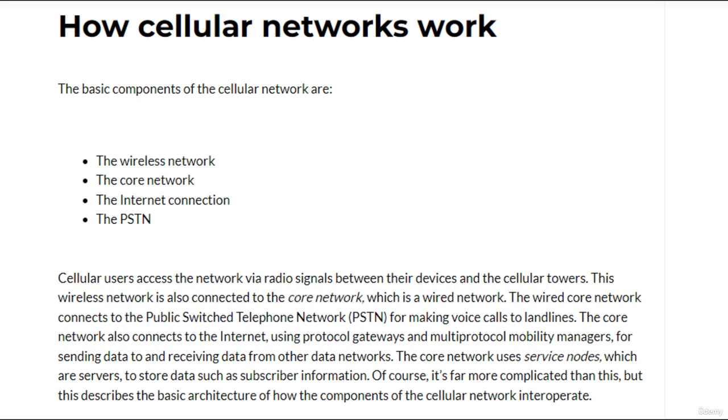The core network also connects to the internet using some protocol gateways and multi-protocol mobility managers for sending data to and receiving data from other data networks. The core network uses service nodes, which are servers, to store data such as subscriber information. Of course, it's far more complicated than this.